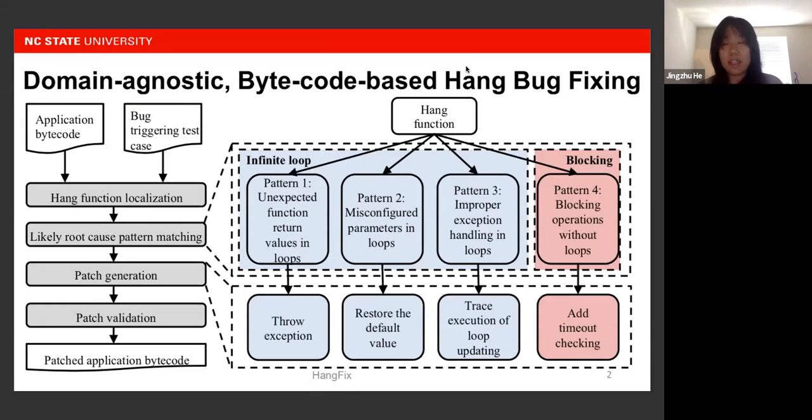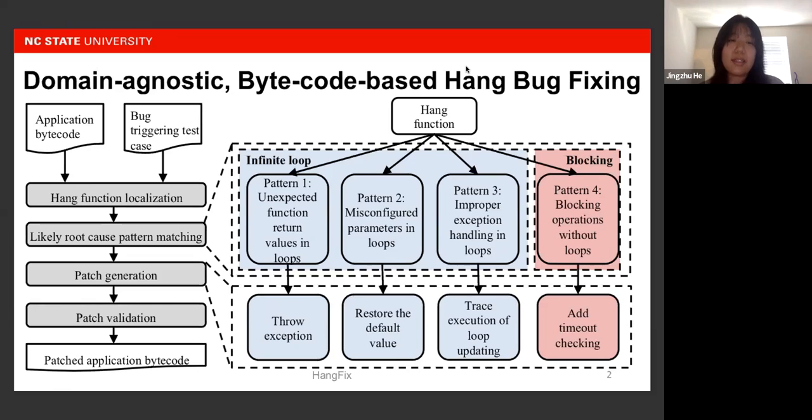Software hang bugs are difficult to diagnose and fix due to the lack of debugging information. Even if the developers can detect that there is a hang bug, it is still difficult for them to come up with an effective patch. Therefore, we propose Hang Fix. Hang Fix is a domain-agnostic, bytecode-based hang bug fixing tool. Hang Fix takes the application bytecode and a bug triggering test case as the input, and produces the patched application bytecode as the output.